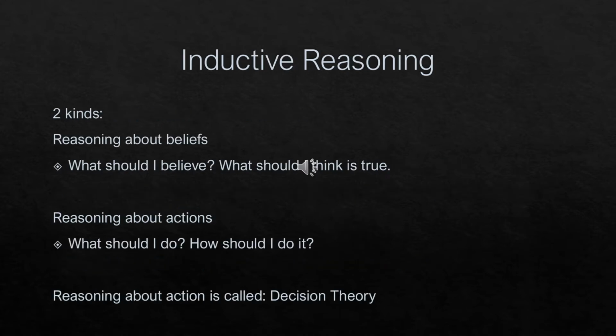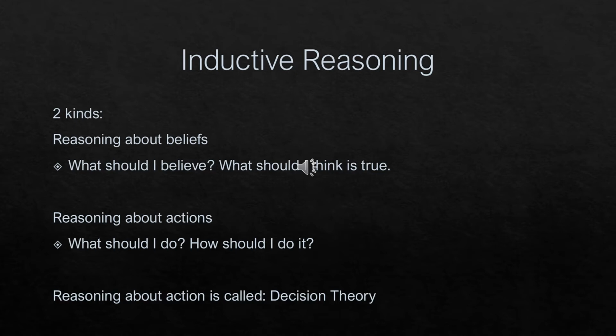Now, there are two different kinds of inductive reasoning that are worth trotting out here. One is reasoning about what you should believe, and the other is reasoning about what you should do. So up till now, we've just been talking about what you should believe, and that involves what reasons you have for taking some particular statement, or what we call a proposition, to be true. But there's also reasoning, especially in inductive cases, about what you should do, right?